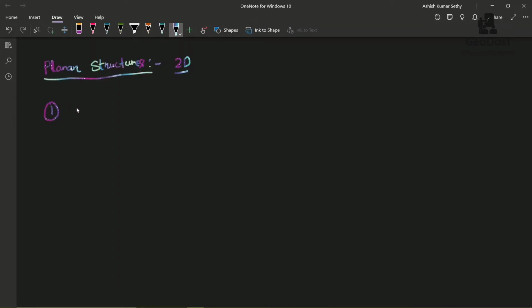There are two ways. One way is that we find out the strike of that planar structure and the dip. Remember, strike is a direction, dip is an amount, so don't confuse between these. Otherwise, we can identify them by using the dip direction and dip amount. Basically it is the same thing, we are just trying to represent it in a different way.